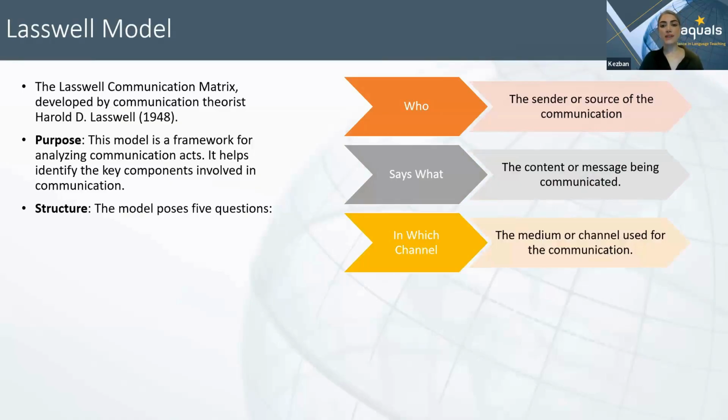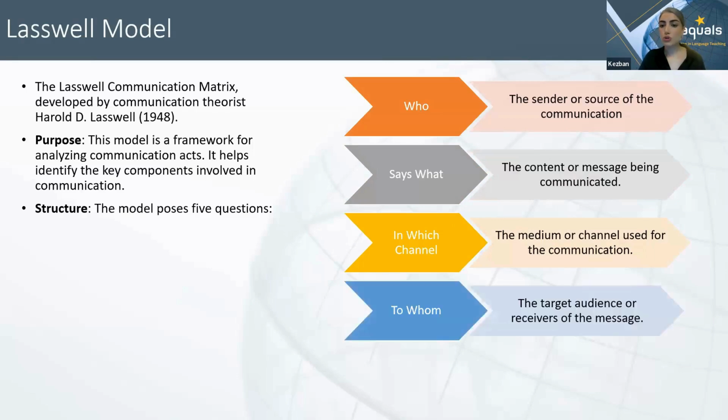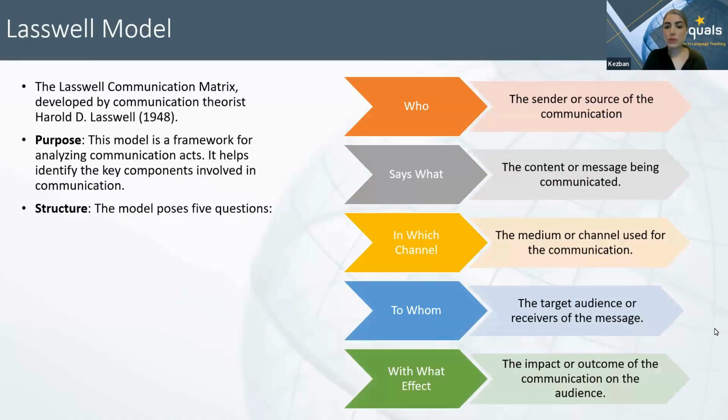And in which channel, which medium is used for communication? To whom? What is the target audience? And what is the impact or outcome? So it is the "with what effect" question. This model is commonly used in media analysis studies as well.